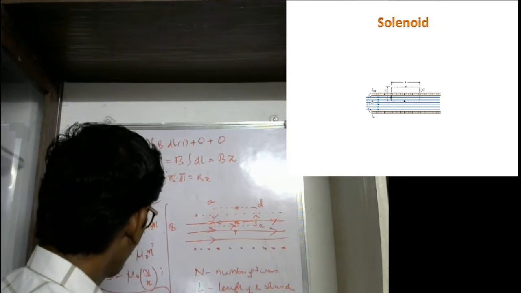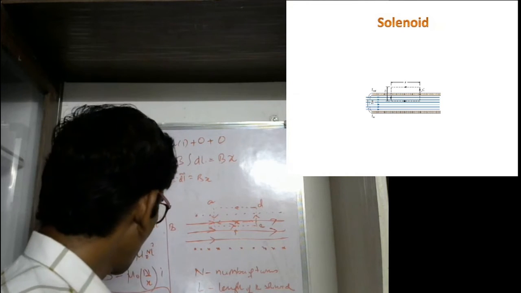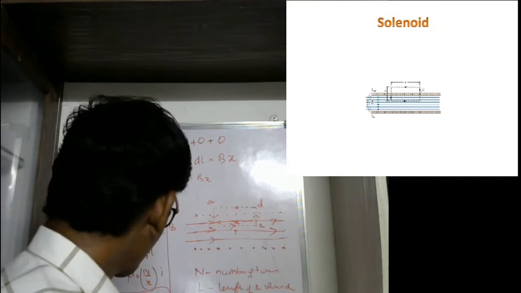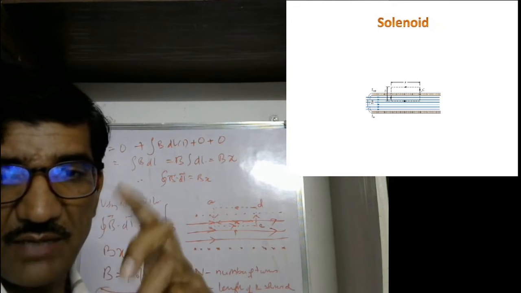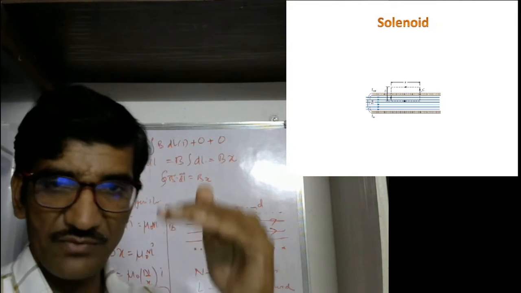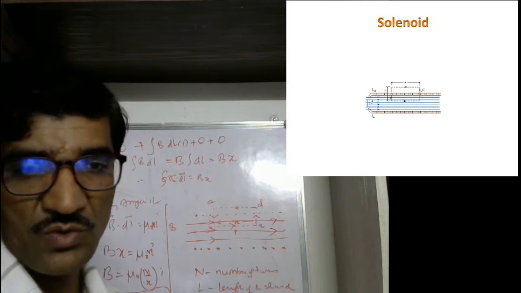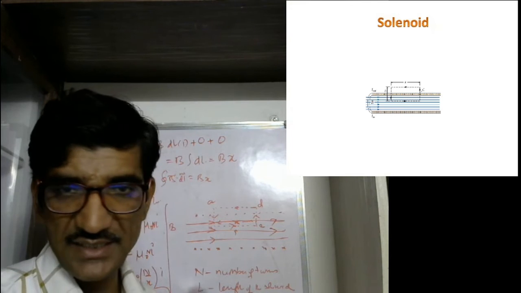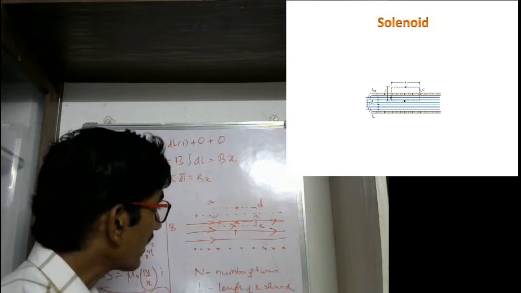What is the formula for the magnetic induction inside of the solenoid? Mu naught Ni. It is constant throughout the diameter of the solenoid. That means it is uniform. Wherever you move on the axis inside of the solenoid, unless you are very near to the edges, you have the same magnetic field that is given by mu naught Ni.